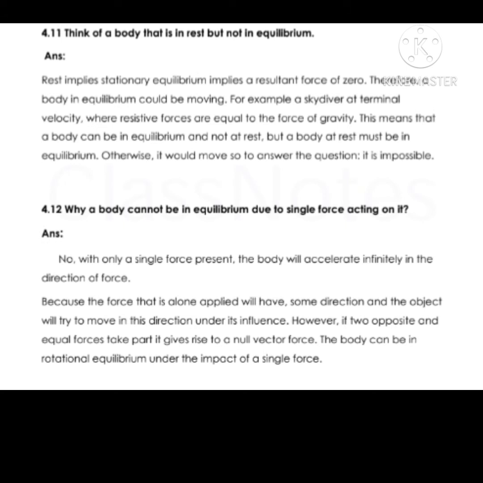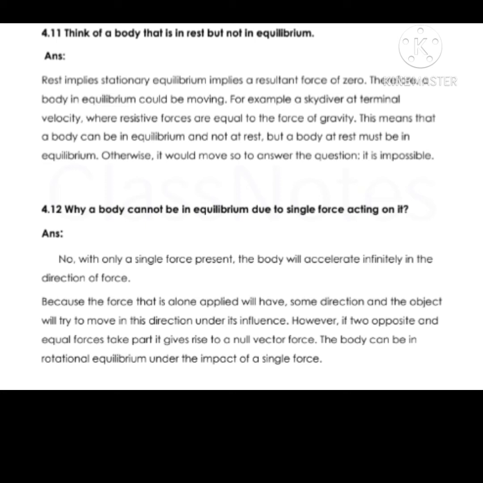Next question number 4.11 is think of a body that is at rest but not in equilibrium. Rest implies stationary, equilibrium implies a resultant force vector is 0. Therefore, a body in equilibrium could be moving, for example, a skydiver at terminal velocity, where the resistive force is equal to the force of gravity. This means that a body can be in equilibrium and not at rest.